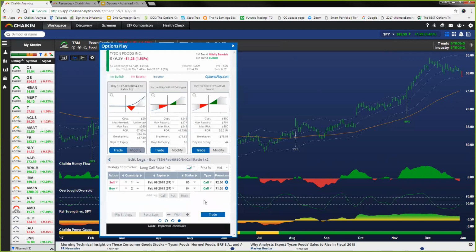All right. Those are front ratio spreads. Front ratio spreads, again, we're selling one at the money, and then we're buying two out of the money. And they're known as long or back ratio spreads.